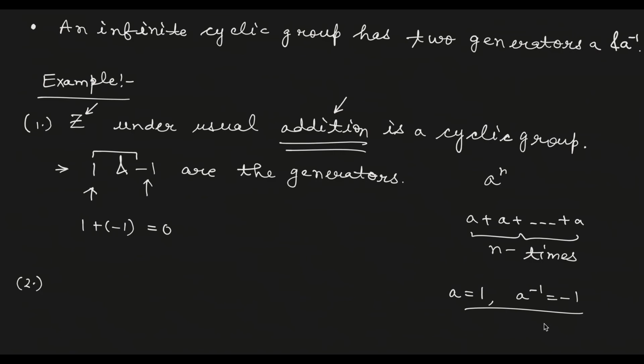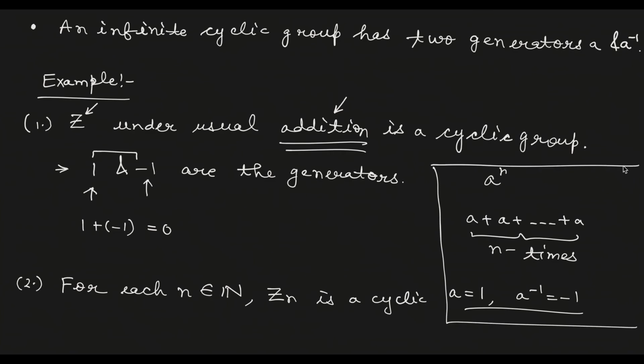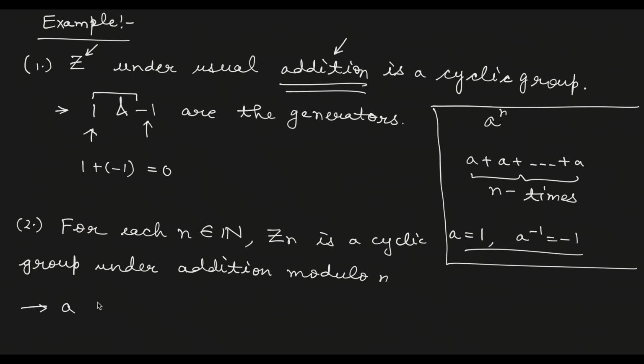Yes, ma'am. Next, for each n belongs to natural numbers, Zn is a cyclic group under addition modulo n. A belongs to Zn is a generator if and only if GCD of A comma n is equal to 1.